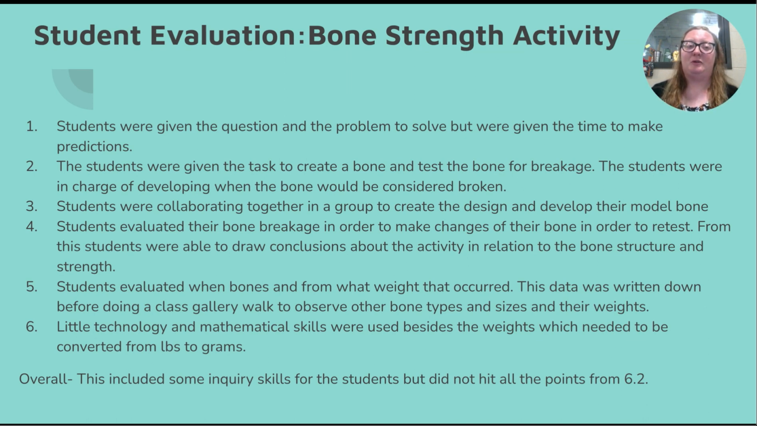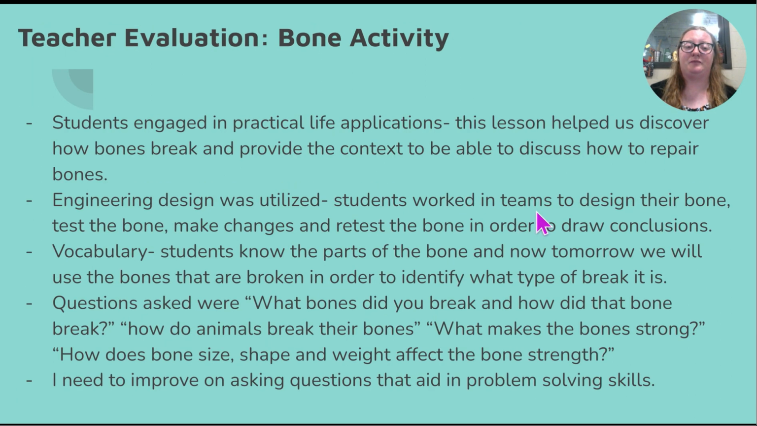They also got to determine what does a breakage mean, so they got to put their own criteria on the assignment as well. In terms of a teacher evaluation, students engaged in a practical life skill. Again, tomorrow we're now going to take these broken bones and see how to repair them. This is a veterinary science and medical course, so this is very relevant to what they want to do in their careers. They were able to use the engineer decide process to work on their bone.